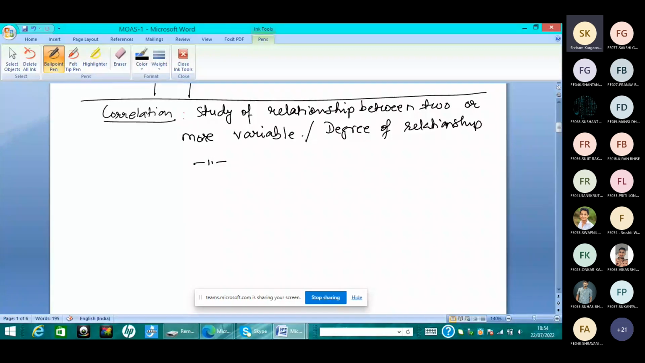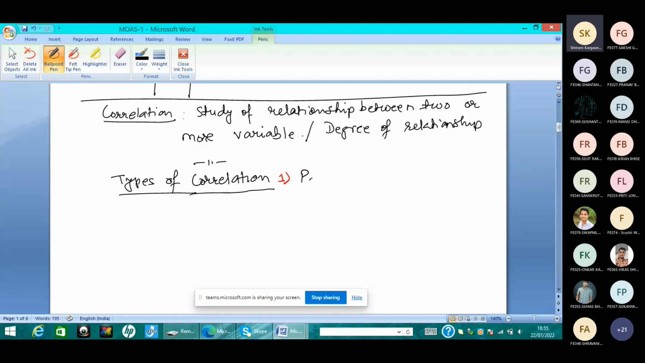Now, types of correlation. During this lecture, I will not be going into detail, but I will try to clear the basic concepts so that you can understand further. What are the various types of correlation? There are different categories, but we are not going into detail. We are understanding it in a very simple way.